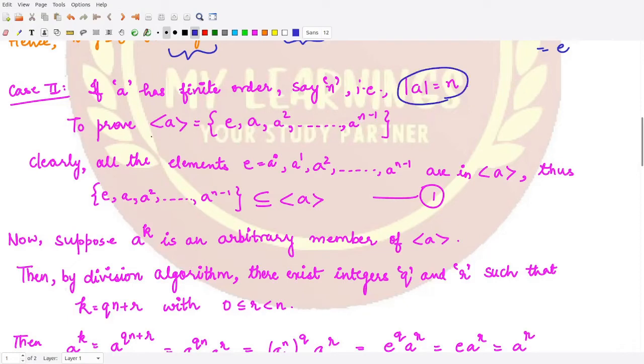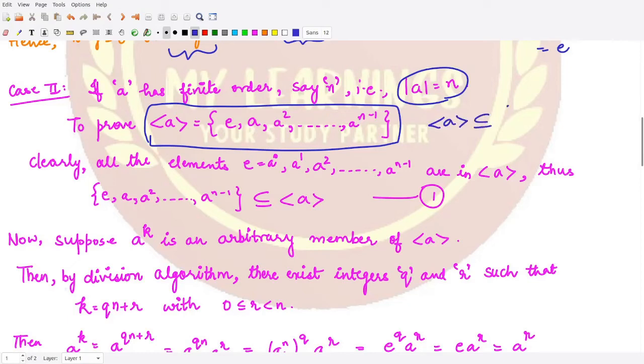We will prove that this set is equal to the subgroup generated by A, right? So we'll be proving this by proving first that this subgroup is contained in this set, and then that this set is contained in this subgroup. From both of these containments we would have this equality here. So let's create this containment first.